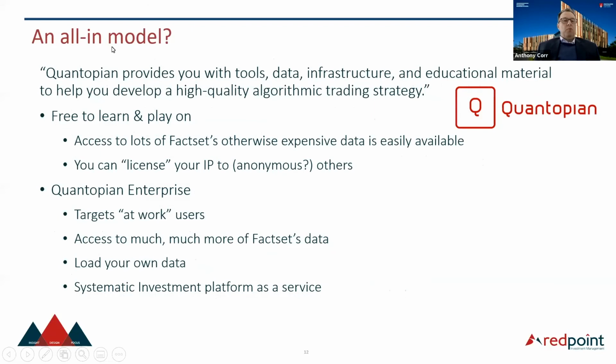So I've called it an all-in-one model, and there's a couple of organisations like this. Historically they're at the fringes, but these days they're becoming more mainstream. So the one I'm focusing on here is called Quantopian. If you just take what they say on their website, Quantopian provides you with the tools, data, infrastructure, and educational material to help you develop a high-quality algorithmic trading strategy.